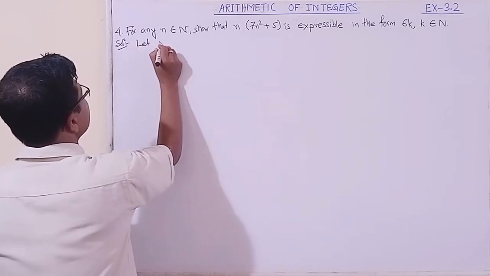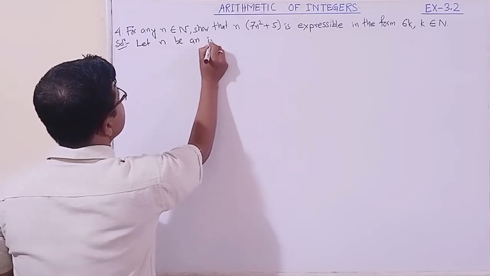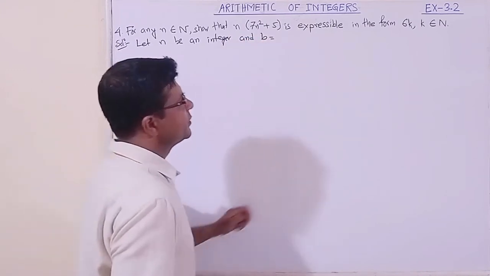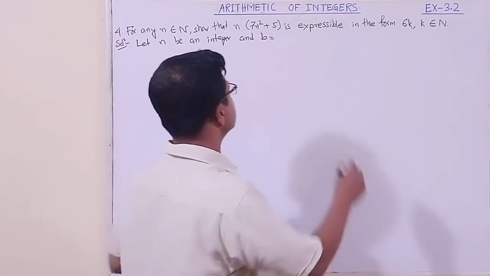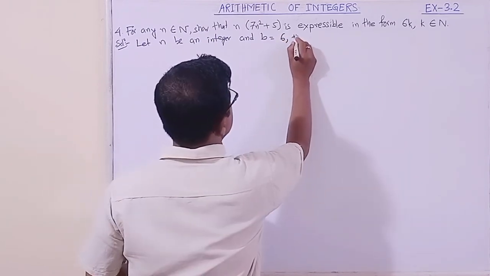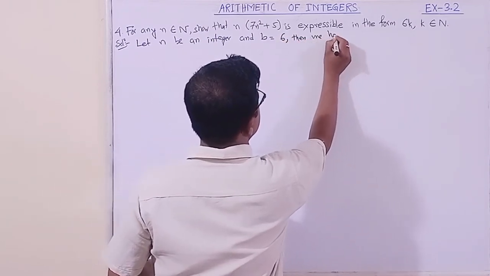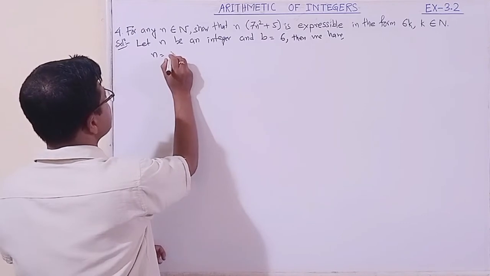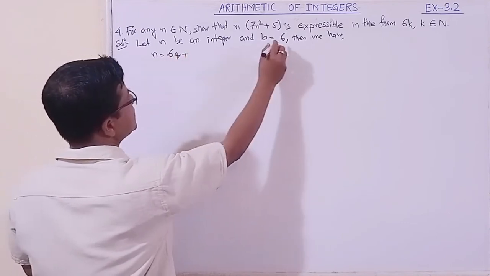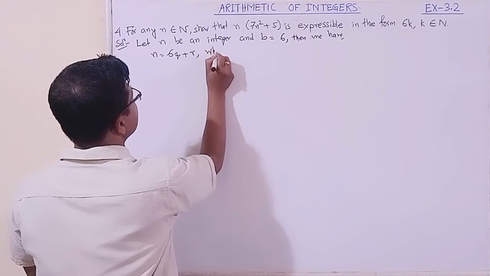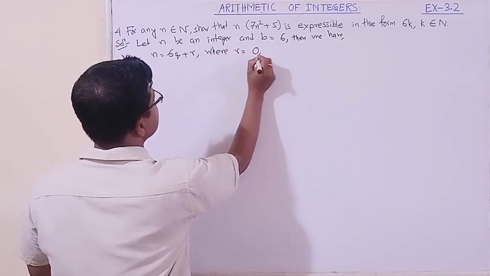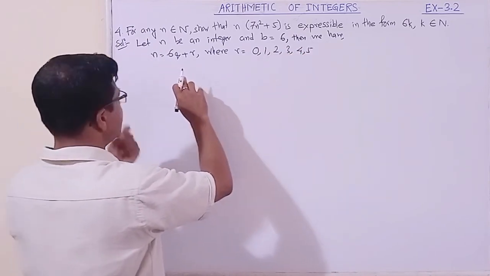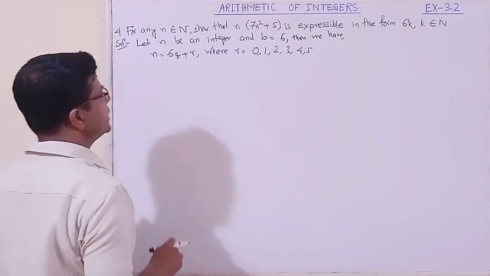Let n be an integer and b equal to how much? By this we have to understand this is 6k, so let us write 6. Then we have n is equal to bq plus r, that is 6q plus r, because b equals 6, where the possible values of r are 0, 1, 2, 3, 4, and the last value is 5. It will be less than 6, and the number of values of r will be 6. Let us take the first case.